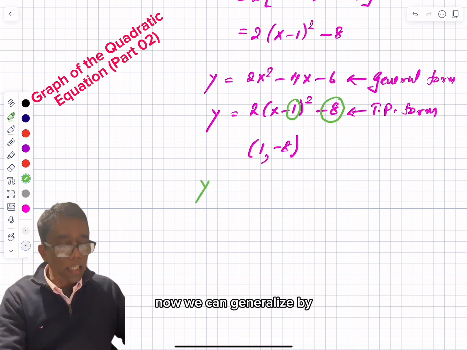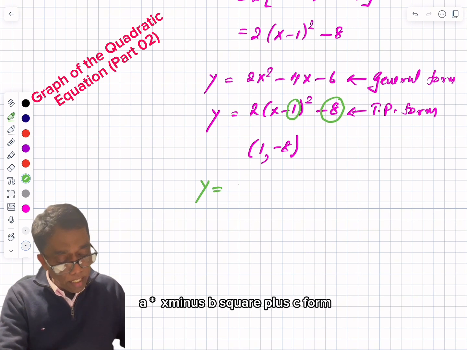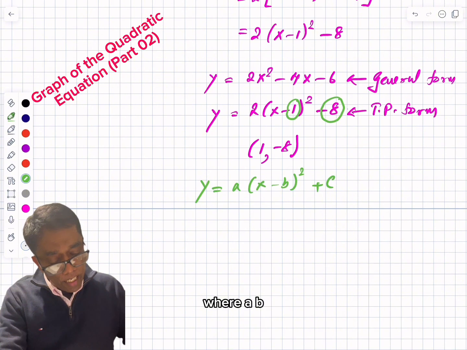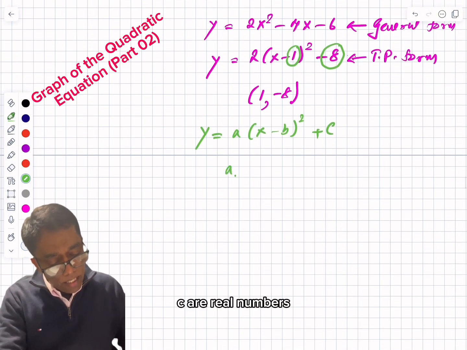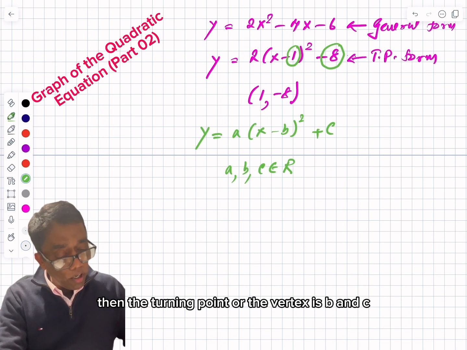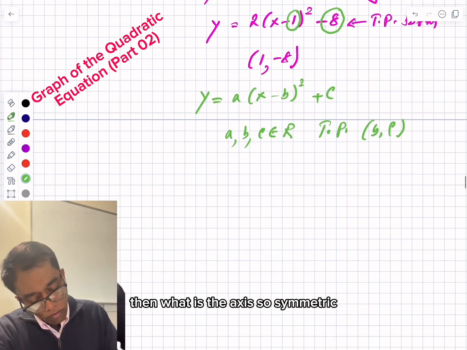Now we can generalize. If we convert the quadratic equation to the form a times (x minus b) squared plus c, where a, b, c are real numbers, then the turning point or the vertex is (b, c). Okay. Then what is the axis of symmetry?